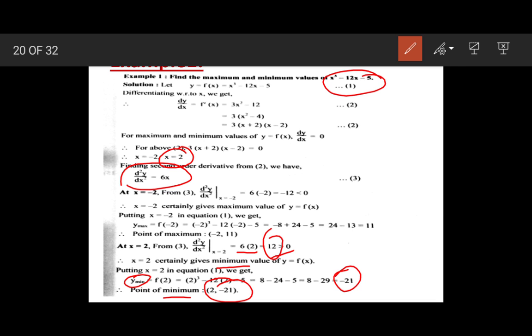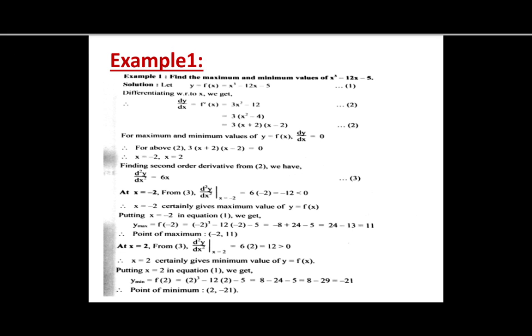So this is the method of finding maximum and minimum value. For maximum or minimum, what do we have to do? The first step is to find the first order derivative and second order derivative. Then in the second step we put the first order derivative, dy upon dx, equal to 0, and solve the equation and find the values for x.